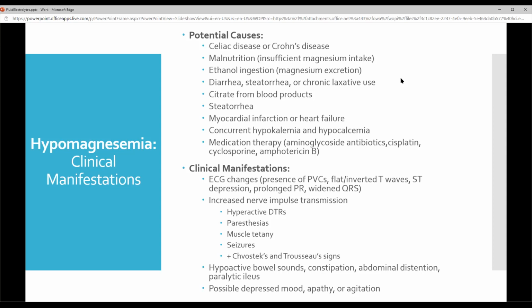You need to look those up. They are seen in hypomagnesemia as well as hypocalcemia. And again, hypocalcemia and hypomagnesemia all go together. So the symptoms will be similar, with the depressed mood, the apathy, the agitation, right?